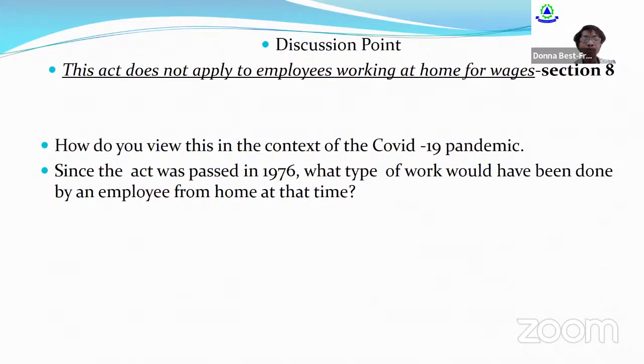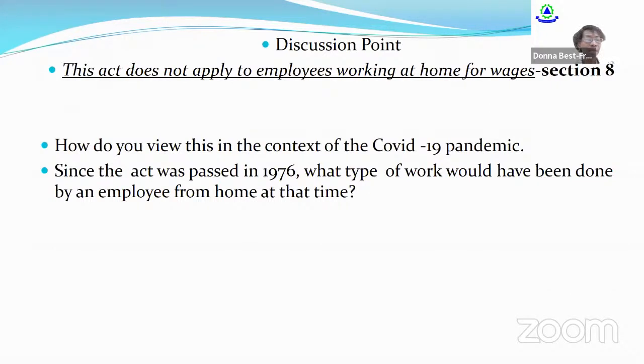While preparing for this webinar, I was using the Employment of Women (Maternity Leave) Act, and I came across a section which caught my interest, Section 8, which says that the act does not apply to employees working at home for wages. That caught my attention because the question came to my mind, within the context of the COVID-19 pandemic, we've had a number of instances where we were locked down, where persons would have been working from home. Most likely some of those persons, females, will be pregnant. How would we view this in the context of the COVID-19 pandemic?